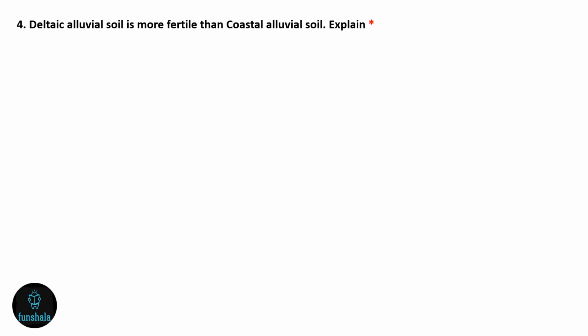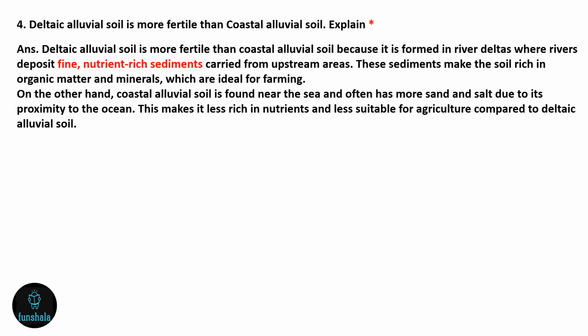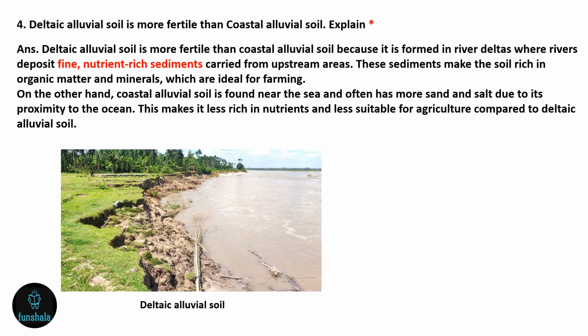Fourth question, deltaic alluvial soil is more fertile than coastal alluvial soil. Explain. Now this question is one of the most important questions for ICSE 2025. The answer is, deltaic alluvial soil is more fertile than coastal alluvial soil because it is formed in the river deltas where rivers deposit fine nutrient-rich sediments carried from upstream areas. These sediments make the soil rich in organic matter and minerals, which are ideal for farming.